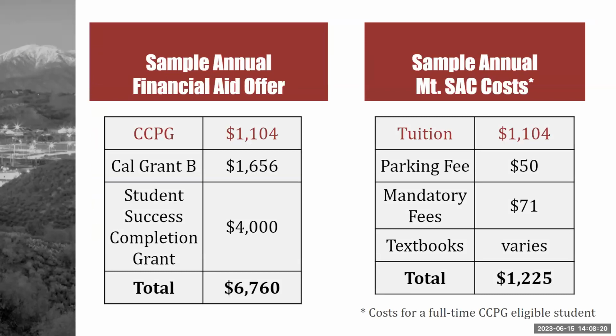Here is an example of how you can use your Mount SAC Financial Aid offer to develop a financial plan. Once you review your offer, you can calculate the total amount of financial aid you're receiving compared to the total amount of expenses or costs that you will need to pay. Notice how in this example, the student is receiving $6,760 of free financial aid money. This amount is much greater than the costs which the student plans to pay. In this example, the student would receive a refund and can then use those funds to pay toward textbooks, transportation costs like gas, and even living expenses.